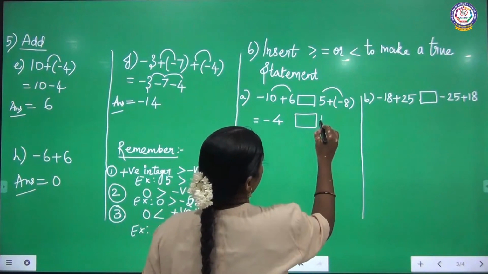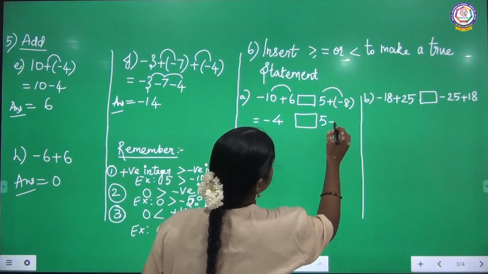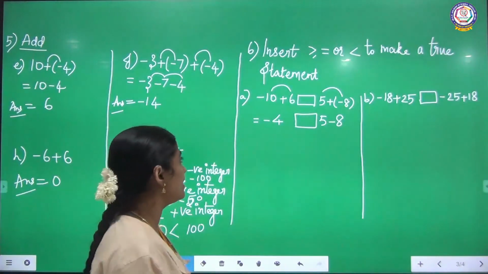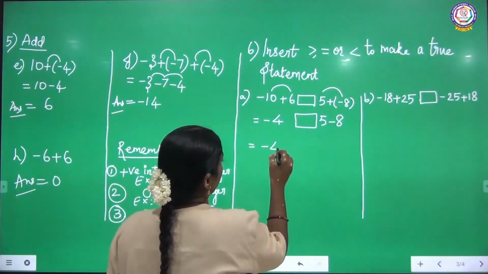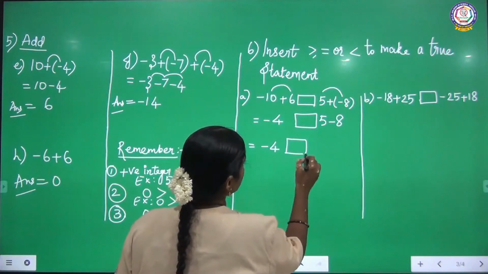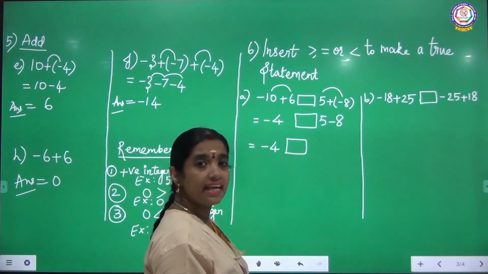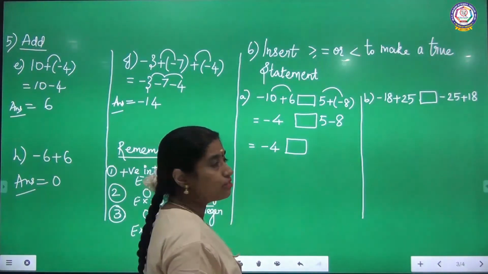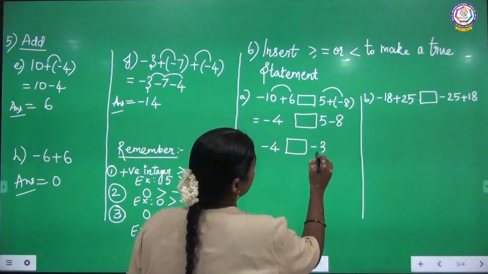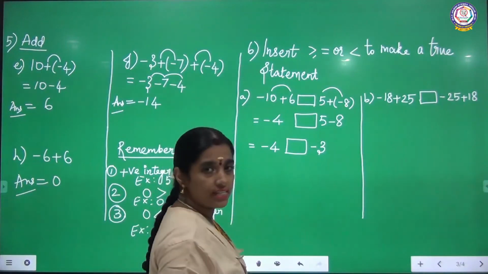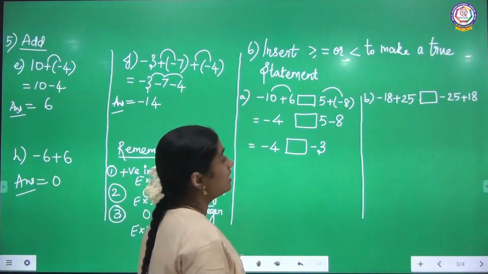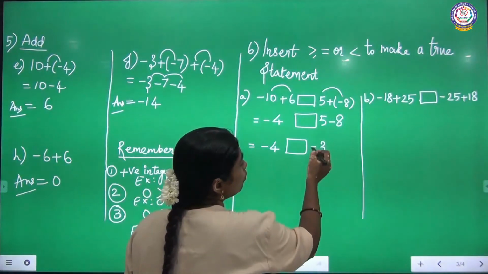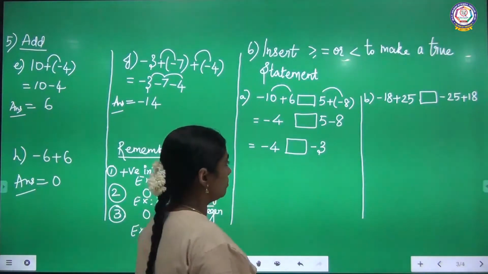Listen, 5 plus into minus is what? Minus 8. Plus into minus, minus 8. See, listen, minus 4 box, 5 minus 8. So, what is this? Minus 3. Alternate integers, that is plus and minus. So, I am going to subtract this, and negative is having more, so for that I am putting that negative symbol.